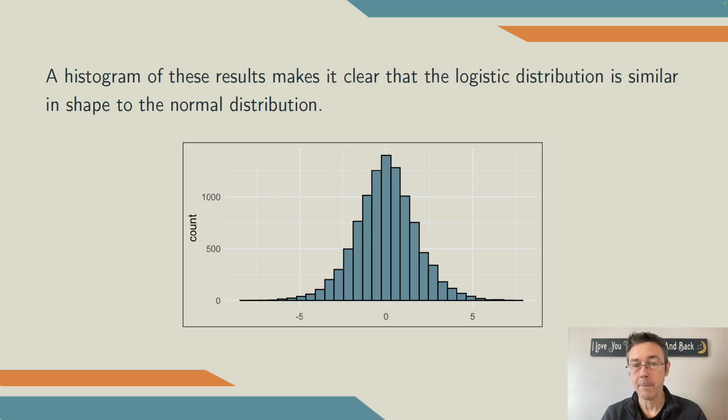Here's that histogram. You can see that the logistic distribution has generally kind of a bell shape. Its shape is similar to that of a normal distribution, although you can see that it's not exactly a standard normal distribution. Looking at this plot, we have a substantial number of values larger than 5 and smaller than negative 5, which would not be the case in a standard normal distribution.